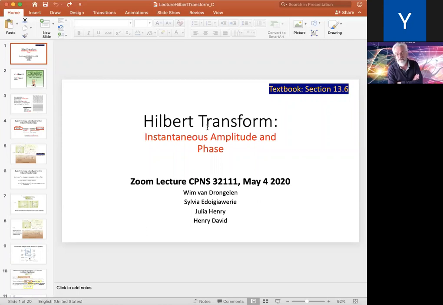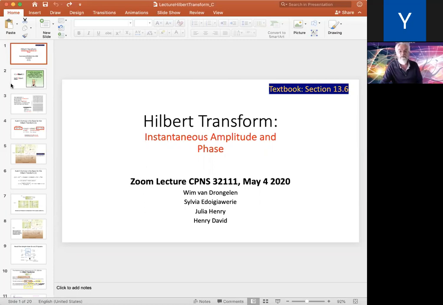It is section 13.6. A bit of a weird property of the Hilbert transform is that it indeed provides the instantaneous amplitude and phase. So in a way it seems almost like it violates the Heisenberg uncertainty principle, because you have instantaneous knowledge of amplitude and phase. As we will see in a little bit, it's not really that because of the filtering requirement, but I'll get back to that.